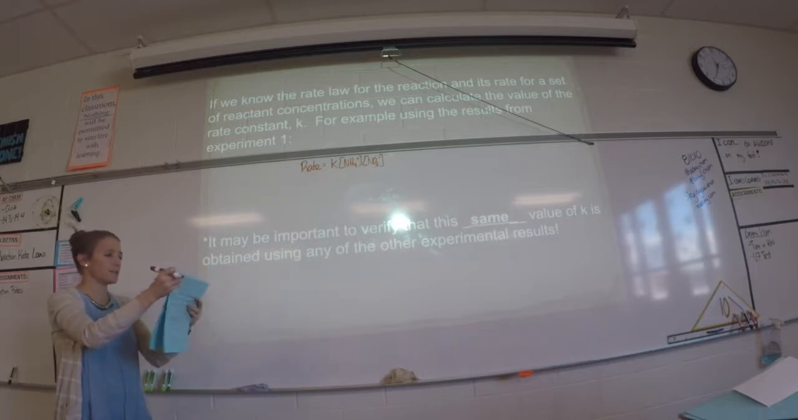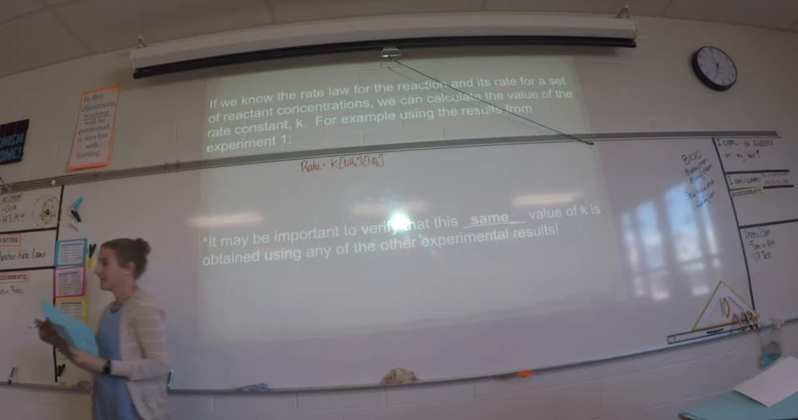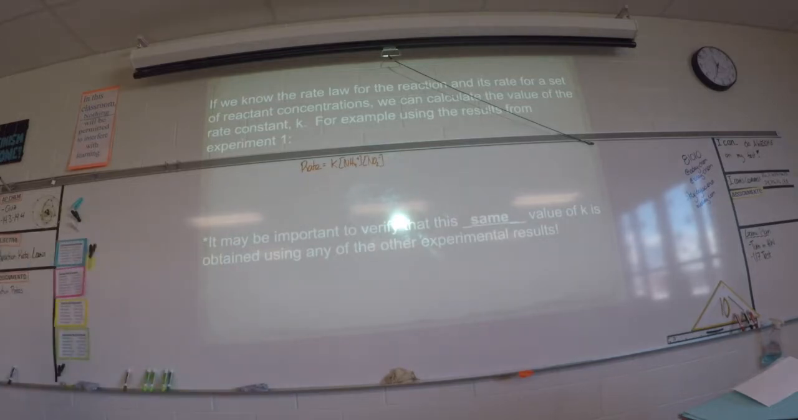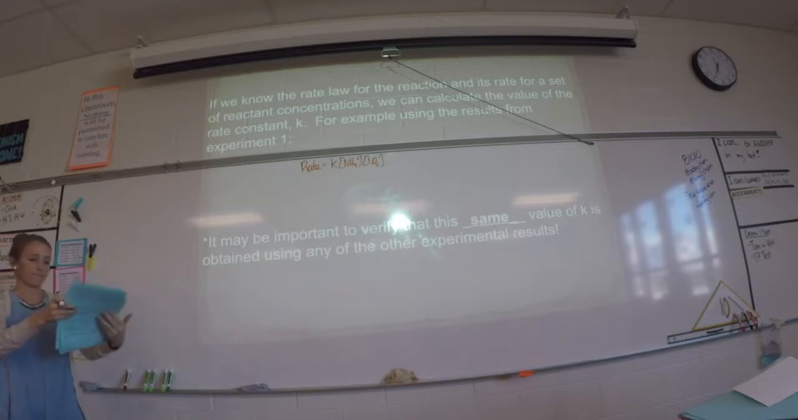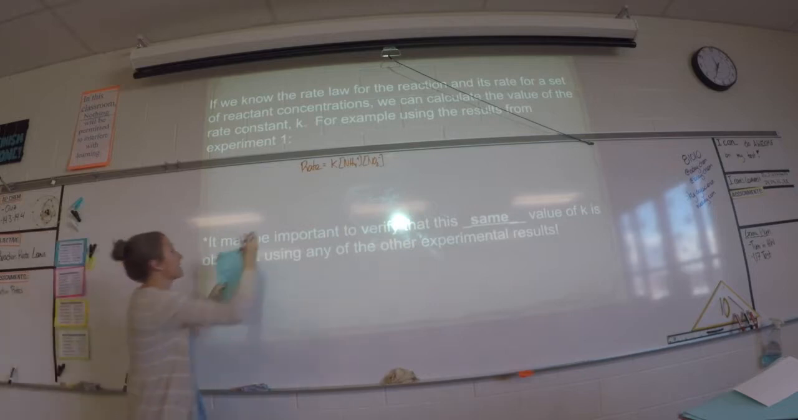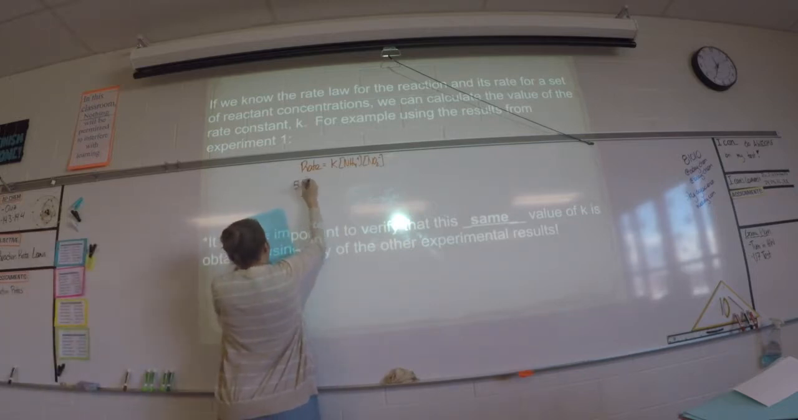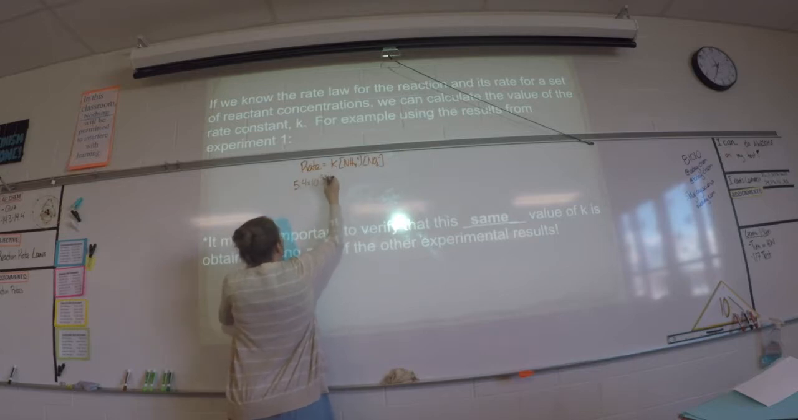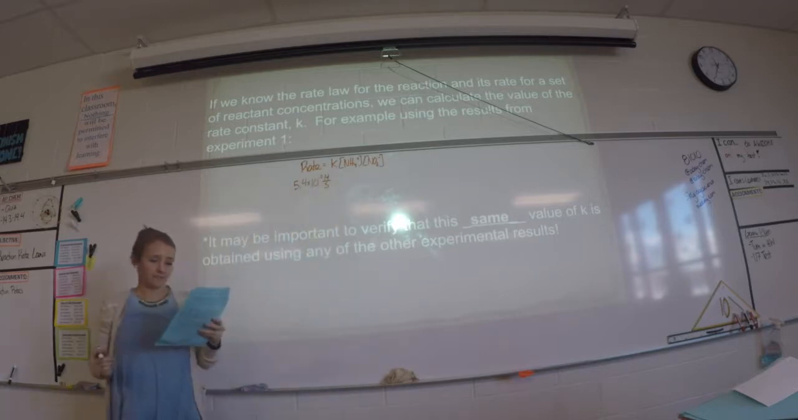But what I want to do here, just to prove a point, is everyone, so I'm going to show you for experiment 1. Everyone on the first row, you're going to do experiment 2. And then the next one, experiment 3, and experiment 4. So you can look at your data with me. For mine, my rate was 5.4 times 10 to the negative 7. And keep track of your units here.